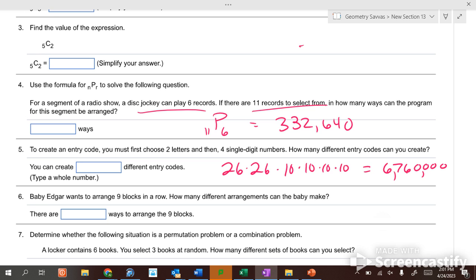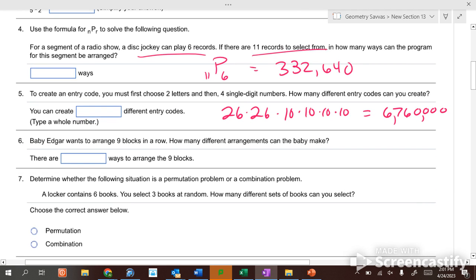Okay? All right. Baby Edgar wants to put 9 blocks in a row. How many different arrangements can Baby Edgar make? Is order important? Yeah, it is. Okay. So it's 9 permutation. How many blocks are there? 9, right? What's 9 permutation 9? Go 9 factorial once. What is that?